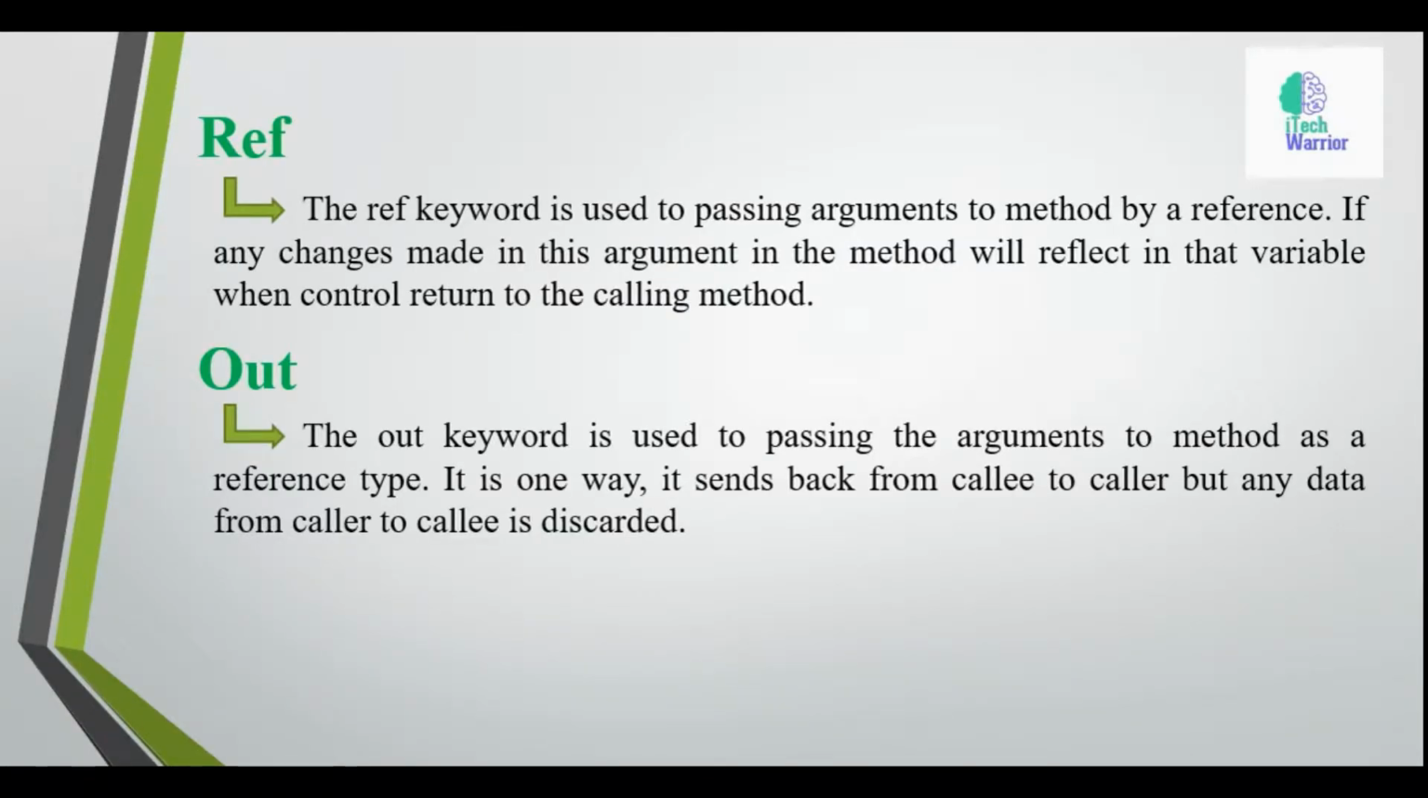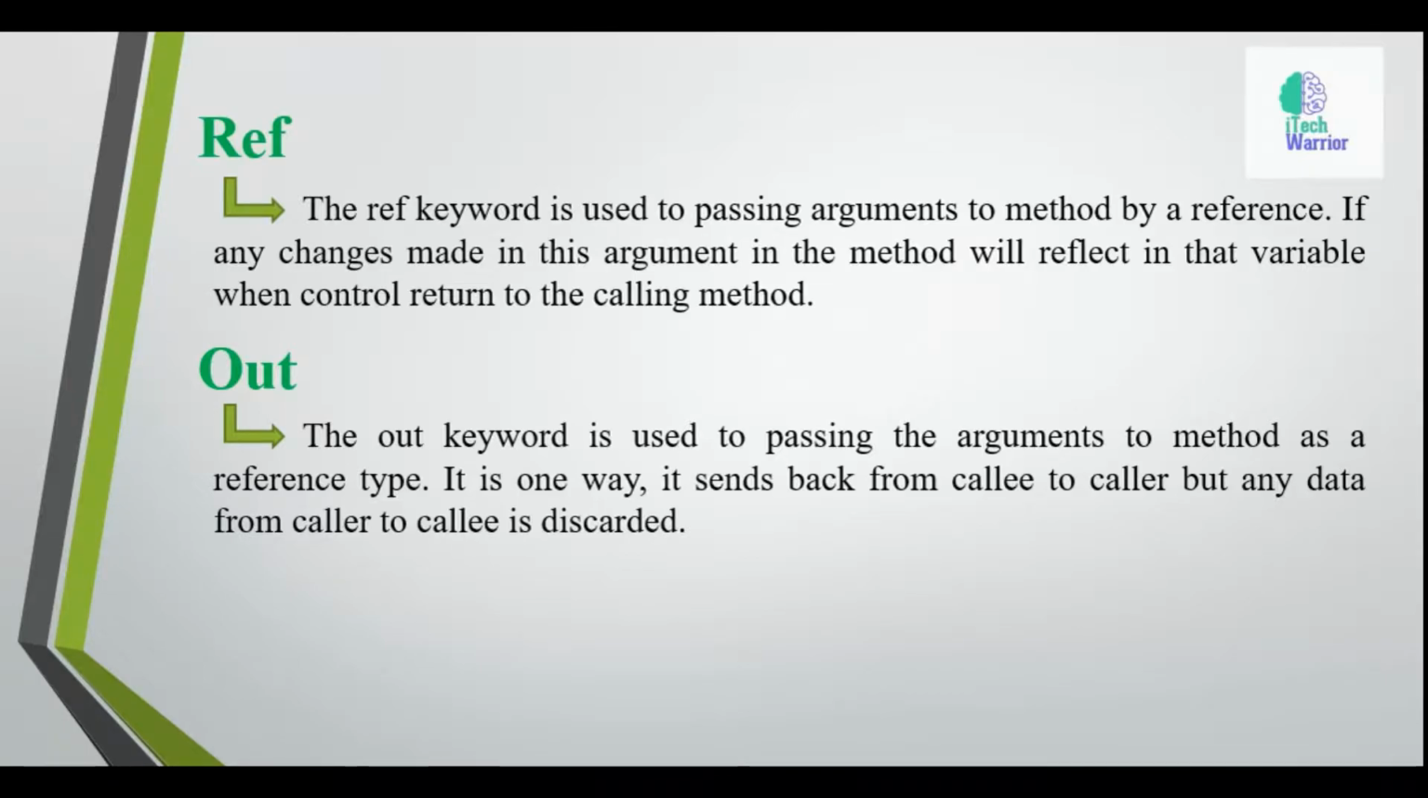So here is the basic definition of the ref and out keywords. The ref keyword is used to pass arguments to a method by reference. Any changes made to this argument in the method will be reflected in that variable when control returns to the calling method. The out keyword is used to pass arguments to a method as a reference type. It is one way: data is sent back from callee to caller, and any data from caller to callee is discarded.